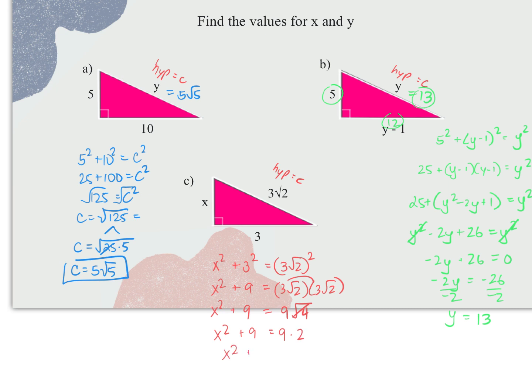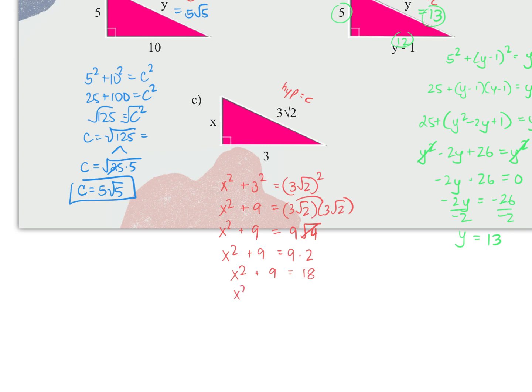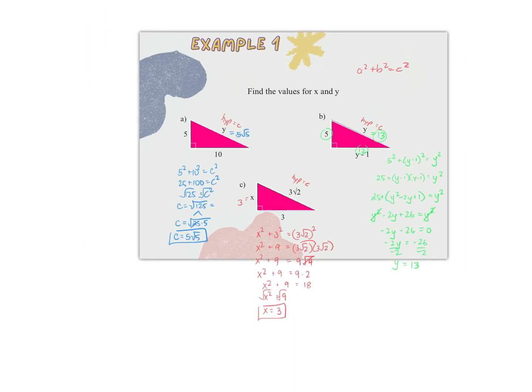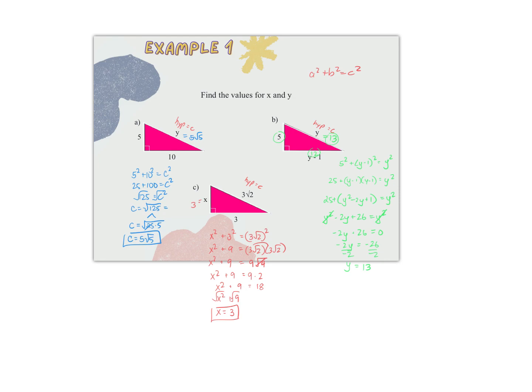So x squared plus 9 equals 18. And if I subtract 9 from both sides, I get x squared equals 9, which means x is 3. So x is 3 here. And so now I've been able to solve all of these problems using the Pythagorean theorem.